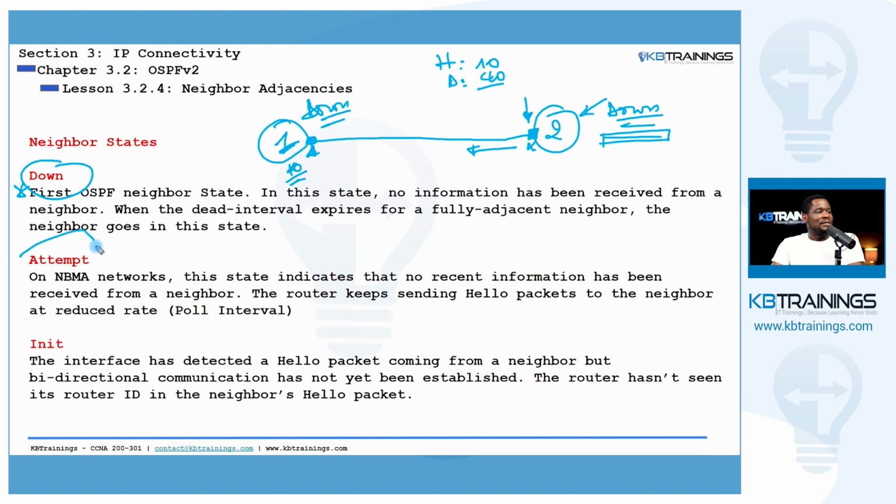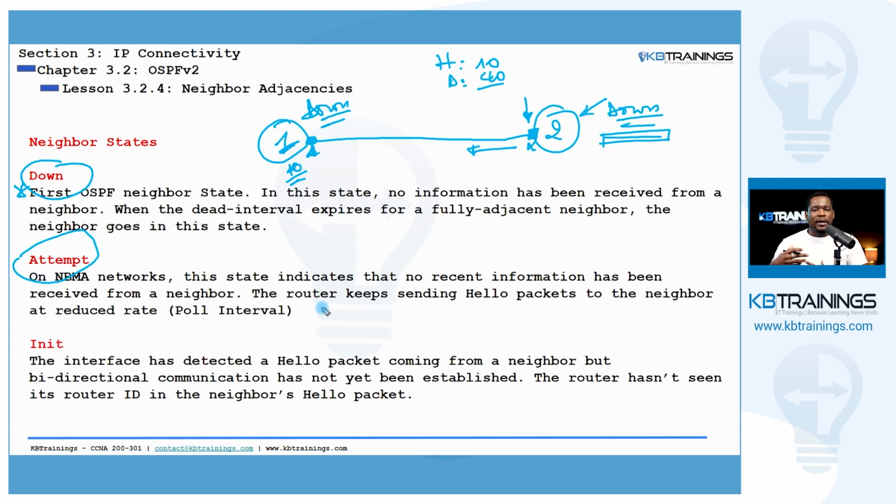The following state is the attempt state. As I said, this is for NBMA networks, and we're not going to cover NBMA because in these networks you configure the neighbor manually. You need to manually type the command to instruct your router to become a neighbor with another router. And if you do that, and for some reason your router doesn't receive any packet or any information from the neighbor, it's going to put it in attempt mode.